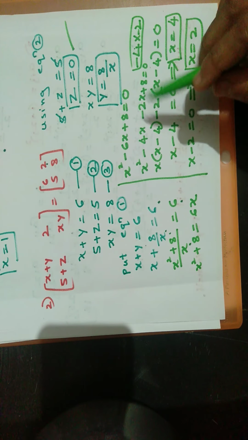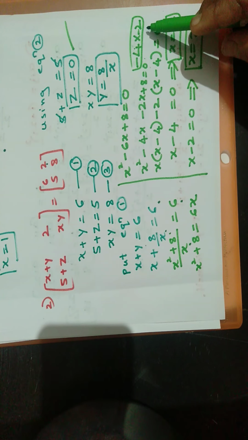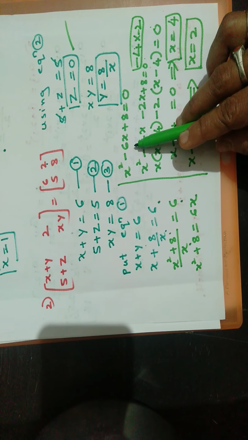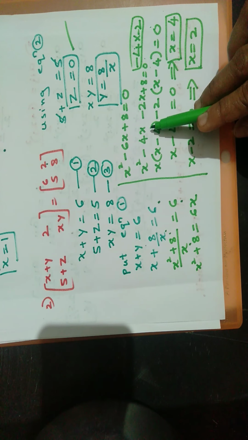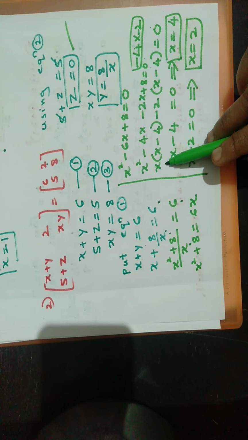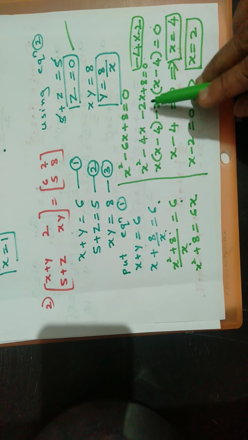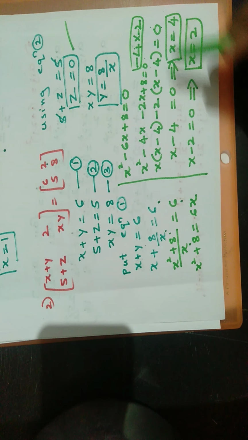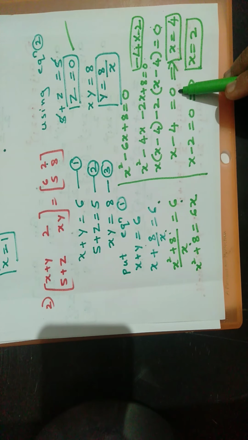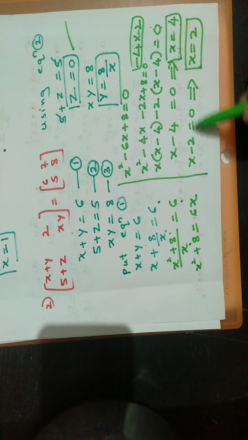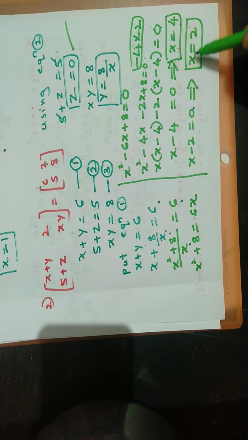Factorization method means 8, minus 4 into minus 2, these are the factors. By adding these two numbers, we get minus 6. x square minus 4x minus 2x plus 8 is equal to 0. We are taking x as the common term, x minus 4, here minus 2 as the common term, x minus 4 is equal to 0. Here x minus 4 is equal to 0, that implies x is equal to 4. And one more, x minus 2 is equal to 0, that implies x is equal to 2.